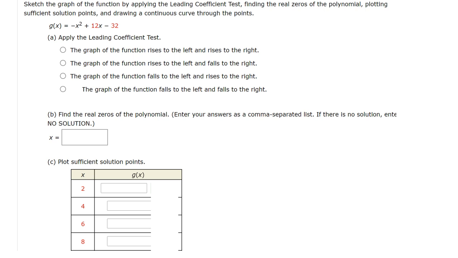Okay, so this is an even function, and the leading coefficient of this degree function is -1. So the rules state that if my leading coefficient is negative and my polynomial is an even function, the graph is going to fall on the left and fall on the right. So let's look at the choices here. The answer is going to be the last one: the graph of the function falls on the left and falls on the right.